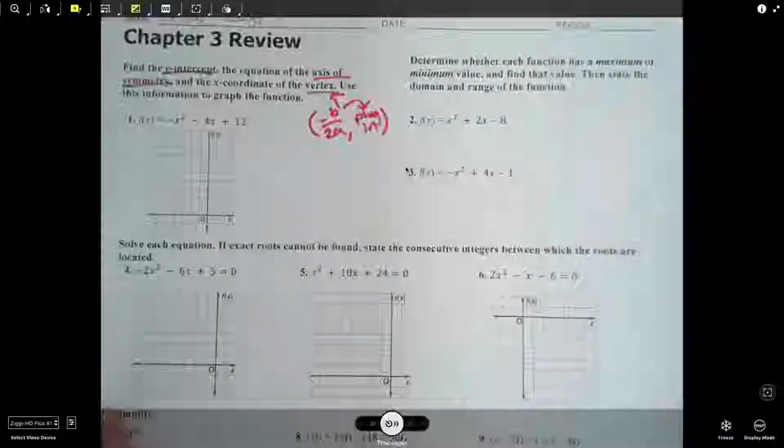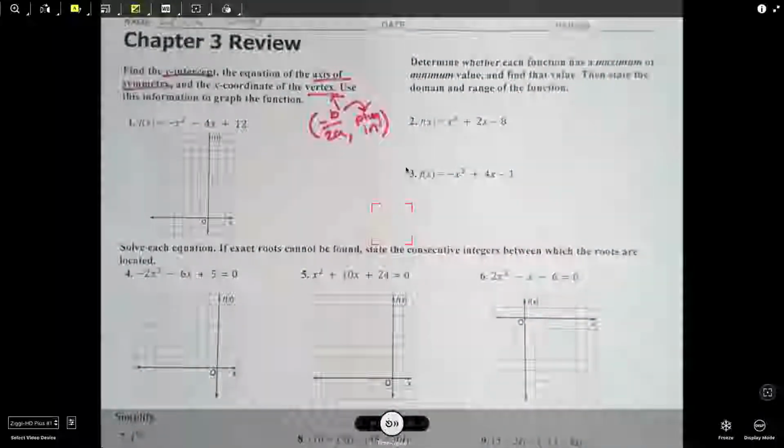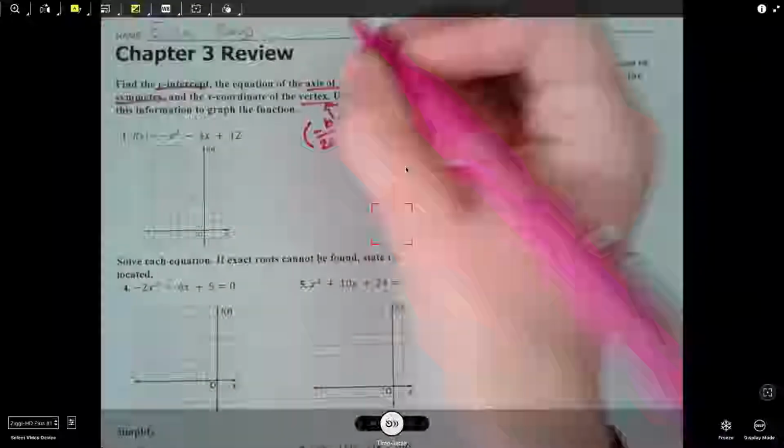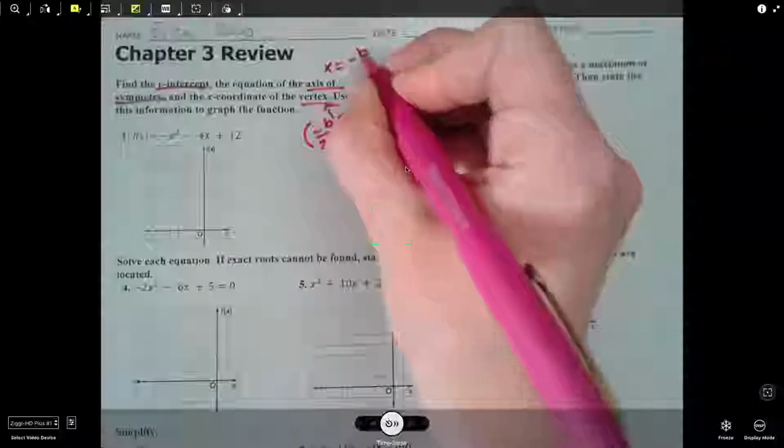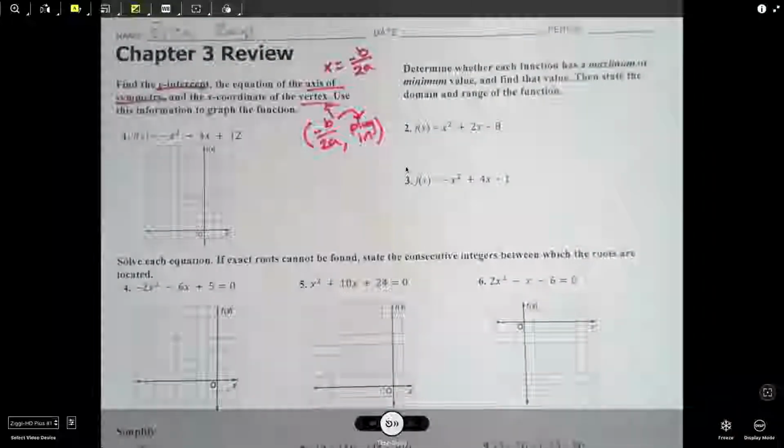Okay? Now, how do you find the axis of symmetry? Axis of symmetry is that vertical line that goes straight up and down. How do you find where it's located? It's x equals, whatever x value it is. So it's x equals negative b over 2a. That's where your straight up and down vertical line is located.